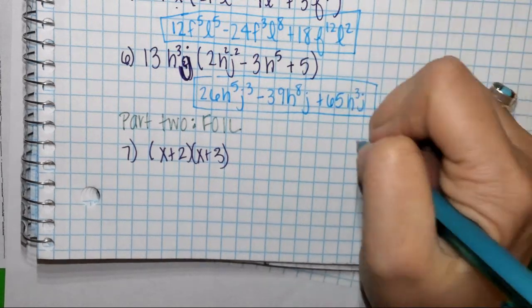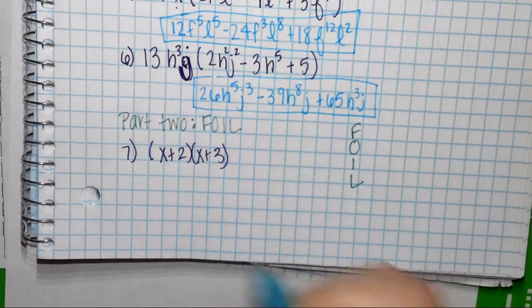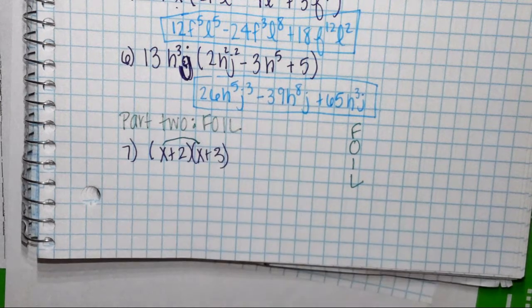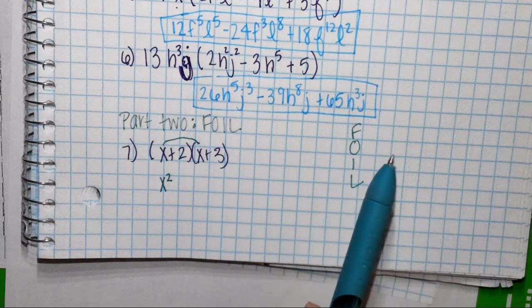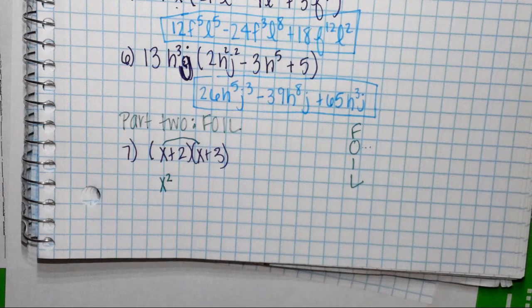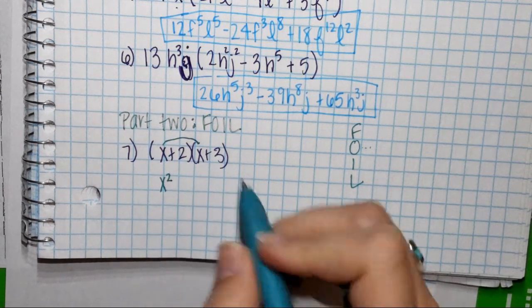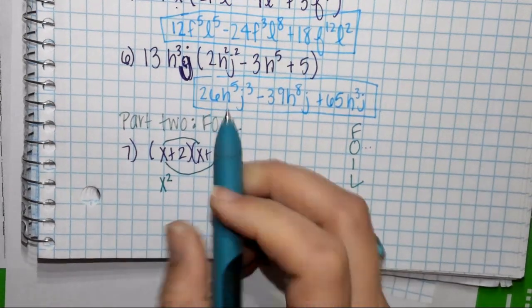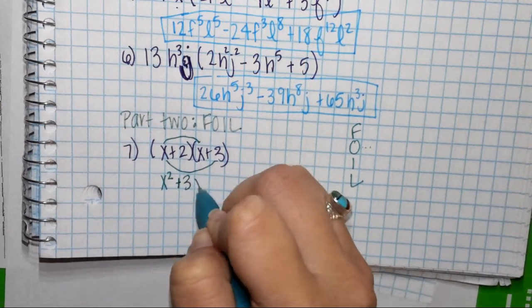All right, FOIL. First, outer, inner, last, right? Yes. So the F stands for the first two terms, which means the x times the x. Please draw the arrows as we go. What is x times x? Fantastic. What does the O stand for? The outside term, so like x and 3. What is x times 3? 3x. Is it a plus 3x or a minus 3x? Plus 3x, because they're both positive.